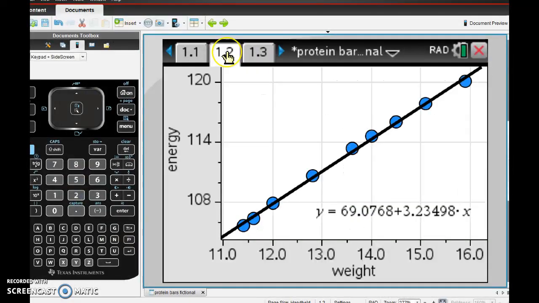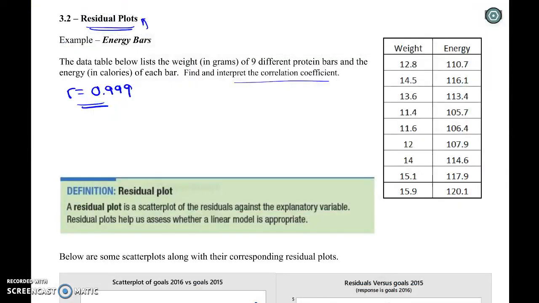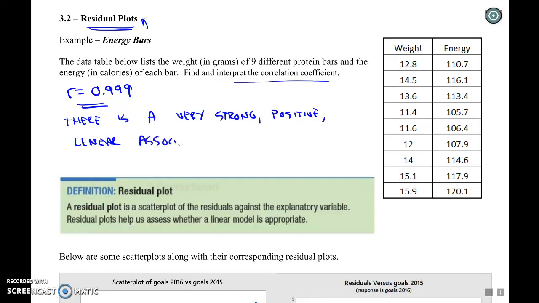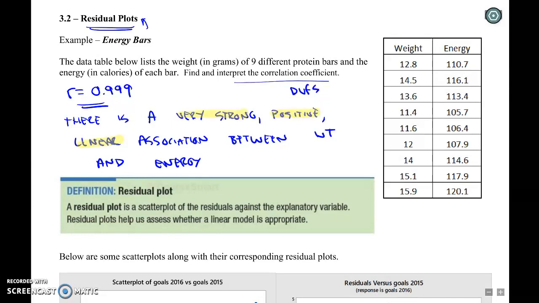Well, we describe the distribution. So I'm going to say what I think you guys would probably say. There is a very strong positive linear relation. Let's start using the word association. I like that better. Sounds better. Between, or even correlation, right? Between weight and energy. Got my form and my context. Strong, positive, linear, context.